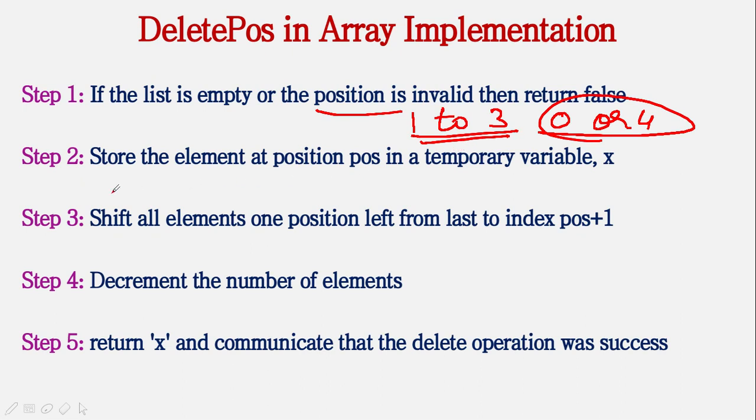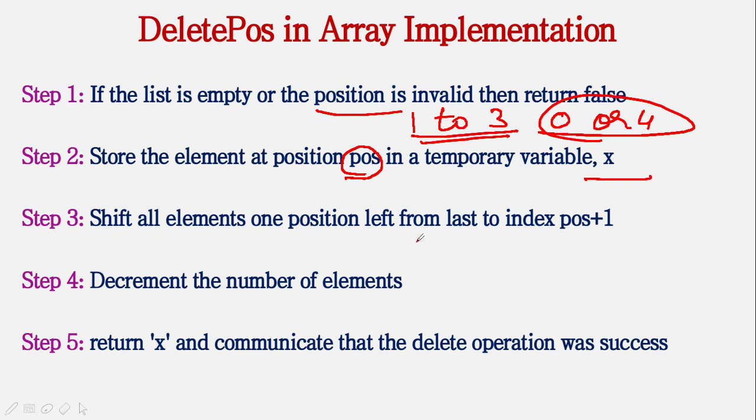The second step is, whenever we are deleting, we are returning the element which was present in that particular position. So you are going to store the element at the position POS, where POS is the position where deletion has to happen, in a temporary variable X. Then we are going to shift all the elements one position left, from index last to index position plus 1. We have to come from the end.